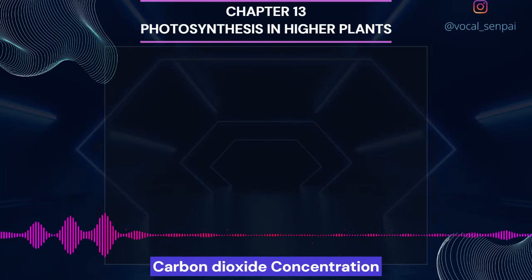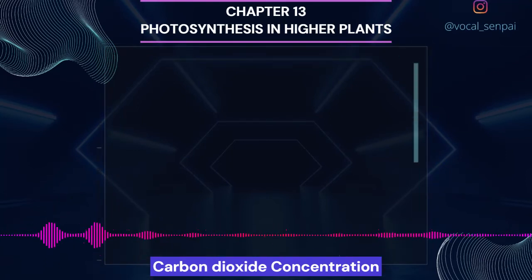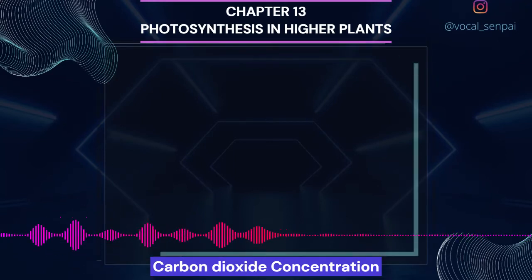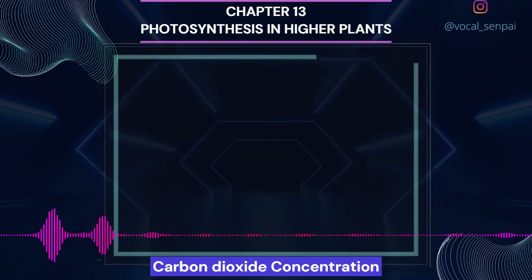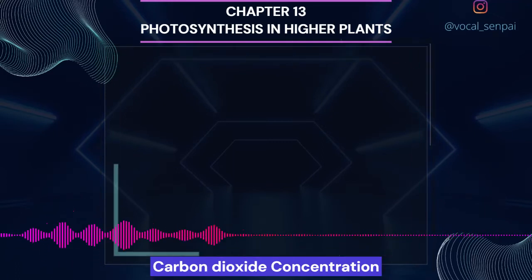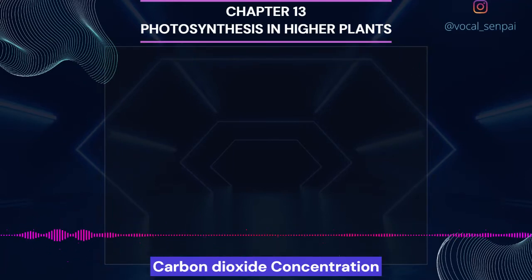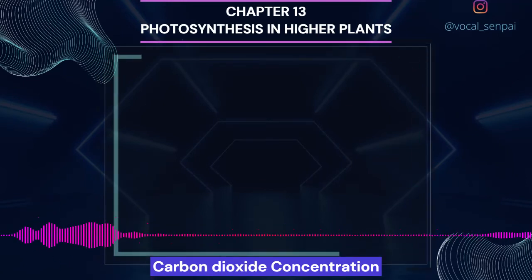Carbon dioxide is the major limiting factor for photosynthesis. The concentration of CO2 is very low in the atmosphere, between 0.03 and 0.04%. Increase in concentration up to 0.05% can cause an increase in CO2 fixation rates. Beyond this, the levels can become damaging over longer periods.